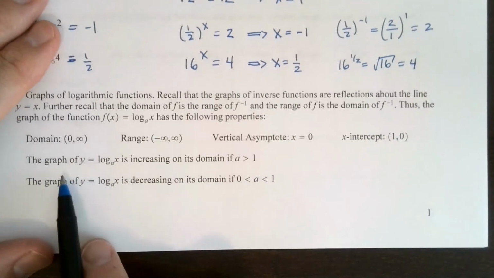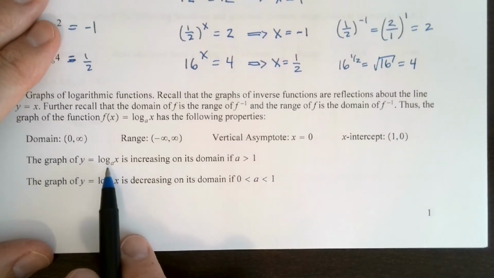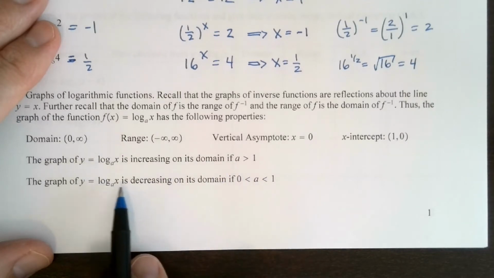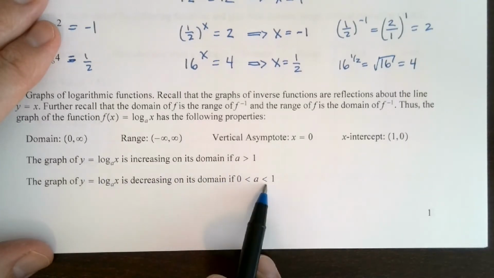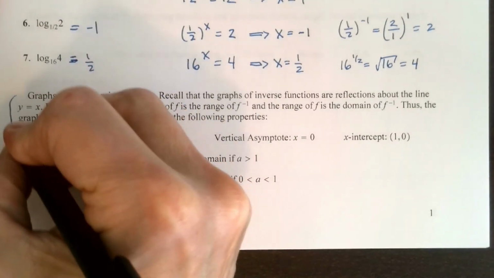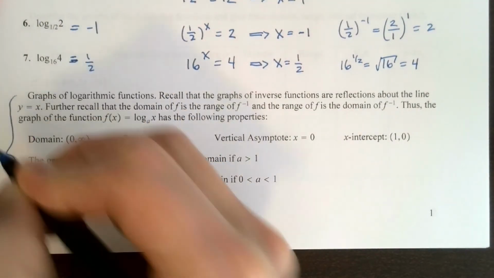Now, the graph of log base a of x is increasing when a is greater than 1, and it is decreasing when a is between 0 and 1. It's very similar to our exponential functions. Okay, so again, just like the exponential functions, you need to know these facts. These facts have to be known.